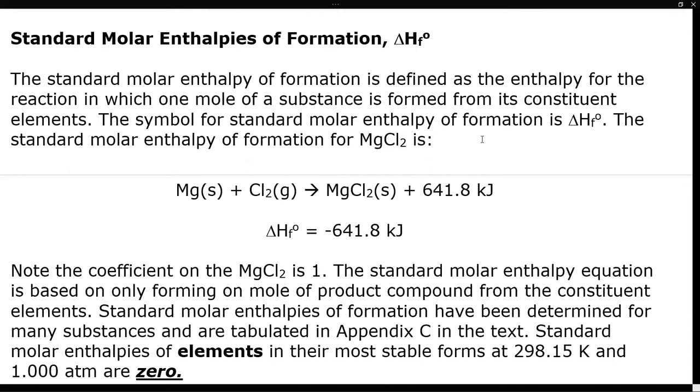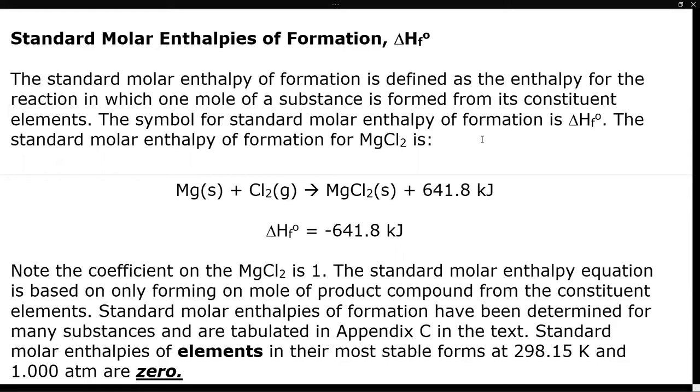Standard mole enthalpy of formation is the enthalpy of reaction in which 1 mole of a substance is formed from its constituent elements. That is, you form 1 mole of a compound from elements on the reactant side to 1 mole and only 1 mole of the product compound. For example, for magnesium chloride, you have Mg solid plus Cl2 gas forming MgCl2 solid, and that liberates 641.8 kilojoules, or we can say the delta H is a negative 641.8 kilojoules.